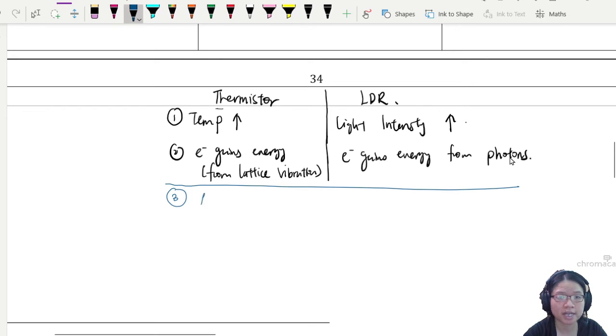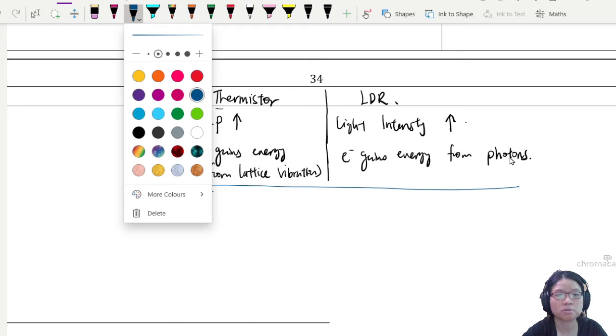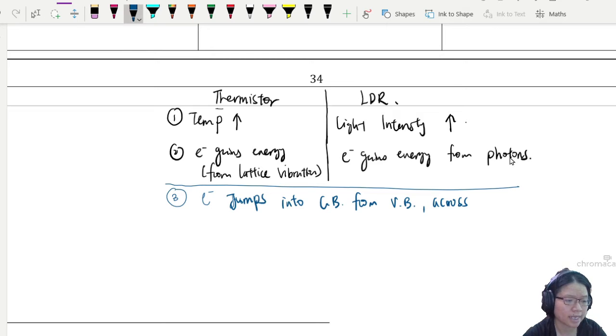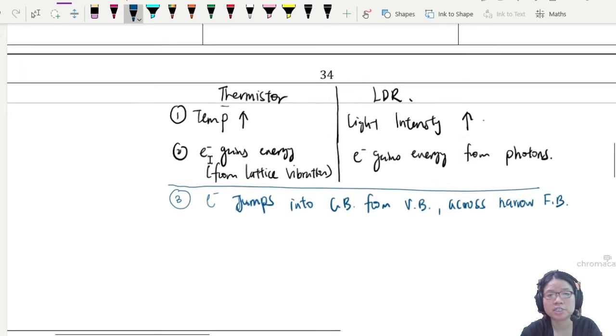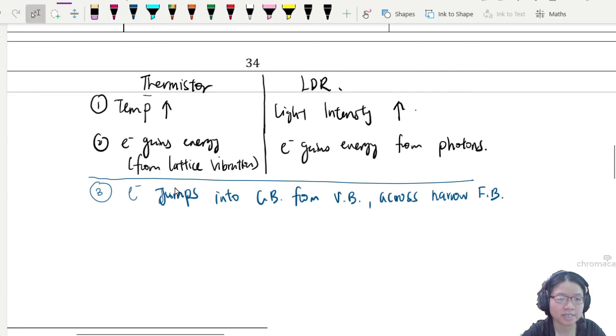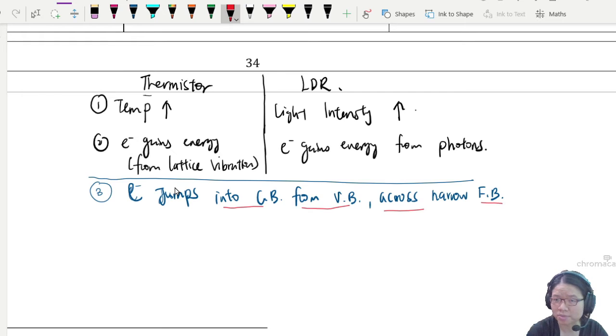And because of this, you can say that the electron jumps into the conduction band from the valence band across the narrow forbidden band. So you can write something like this just to show that you really understand the band theory. Okay, so the electron now, because it has energy, will jump into the conduction band from the valence band across the forbidden band.